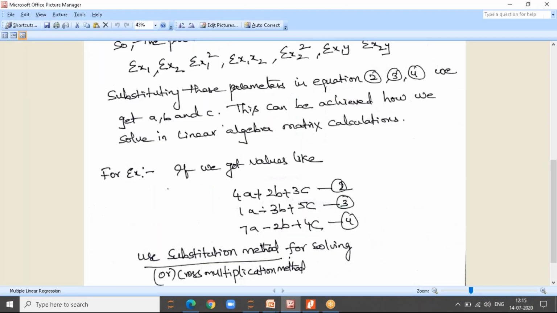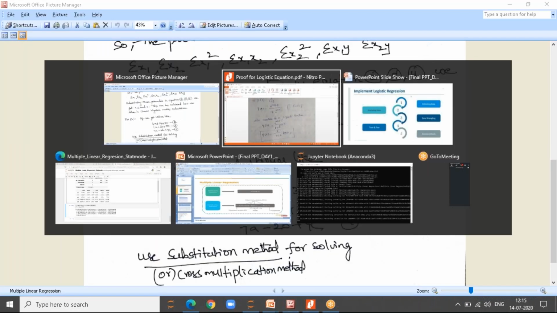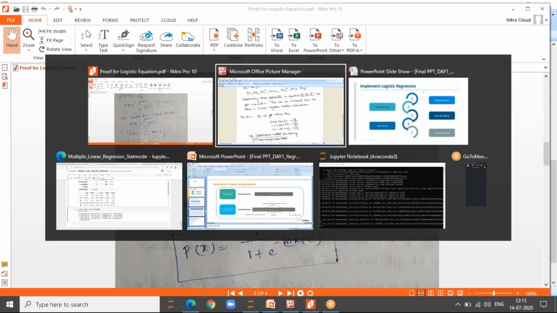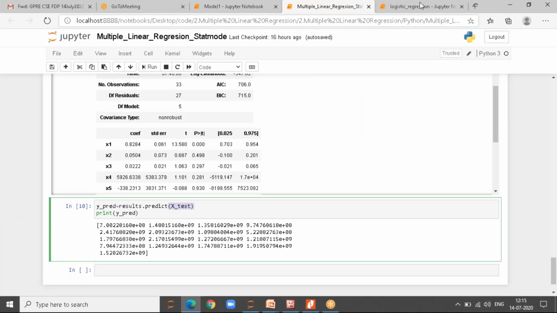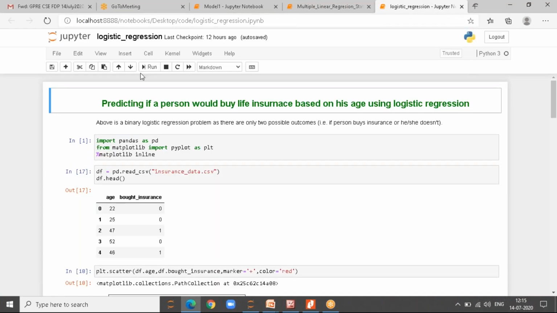Okay, wait for a moment. I am opening my Jupyter notebook right here. So I have taken a data set. That data set is nothing but the insurance data set. Here I wish to predict, so suppose you consider that as a data science engineer, a problem has been given by an insurance company: whether a particular person will buy insurance or not.